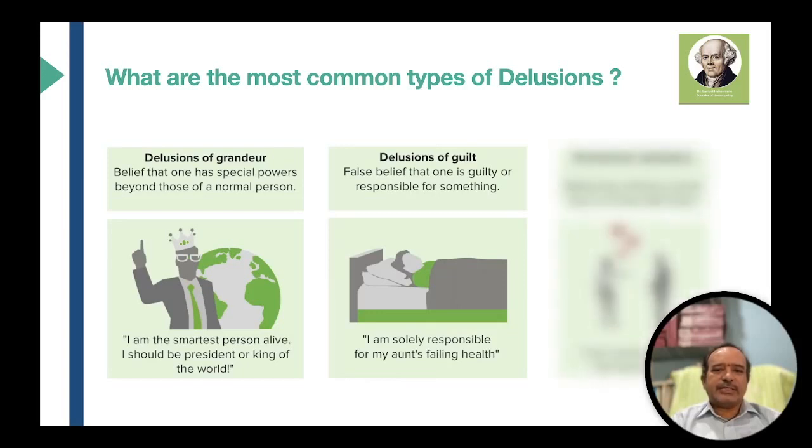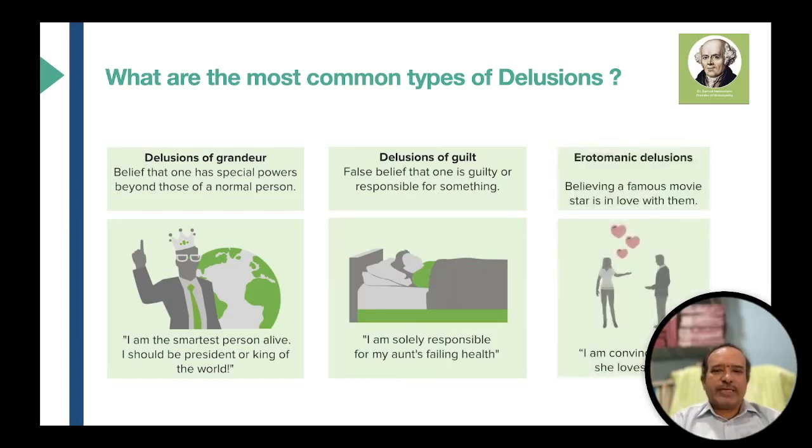Next is erotomanic delusions. In these delusions, the patient thinks that some famous personality is in love with them. They think, I'm convinced that she loves me. Some people think that that hero is in love with me, that heroine is in love with me. This sort of delusion is erotomanic delusions.